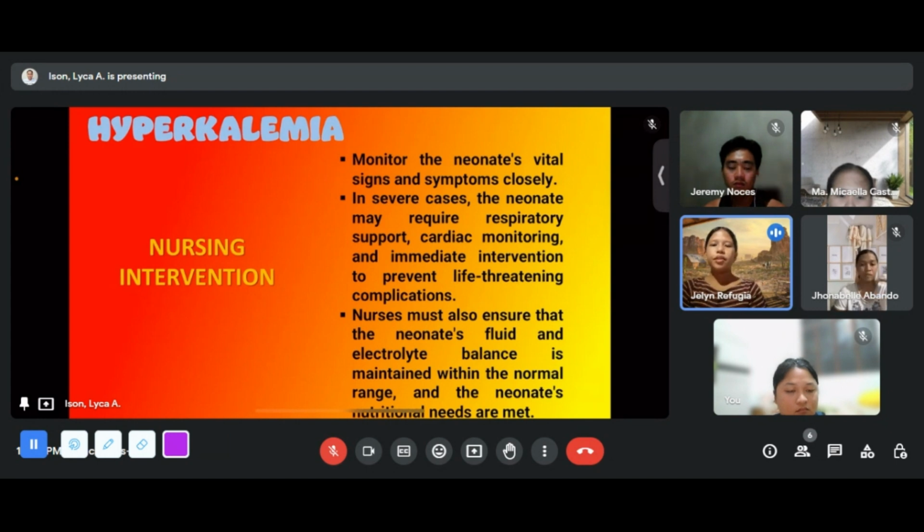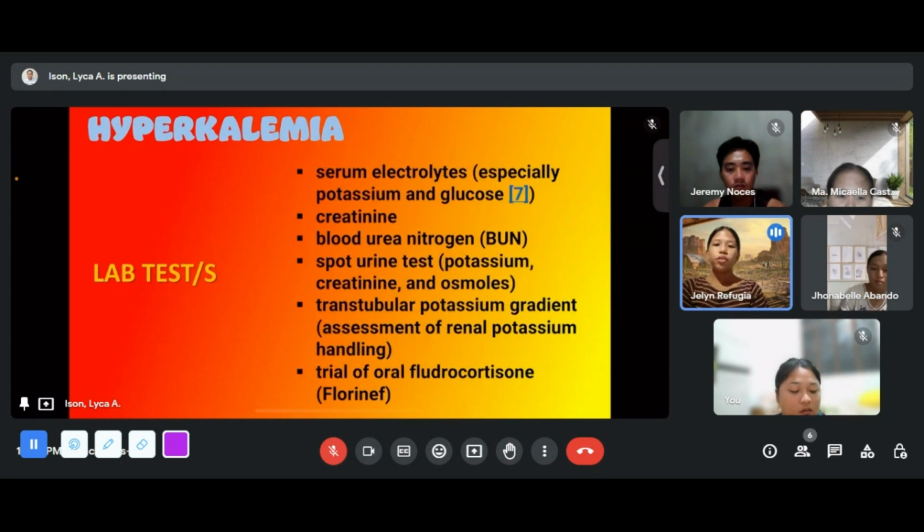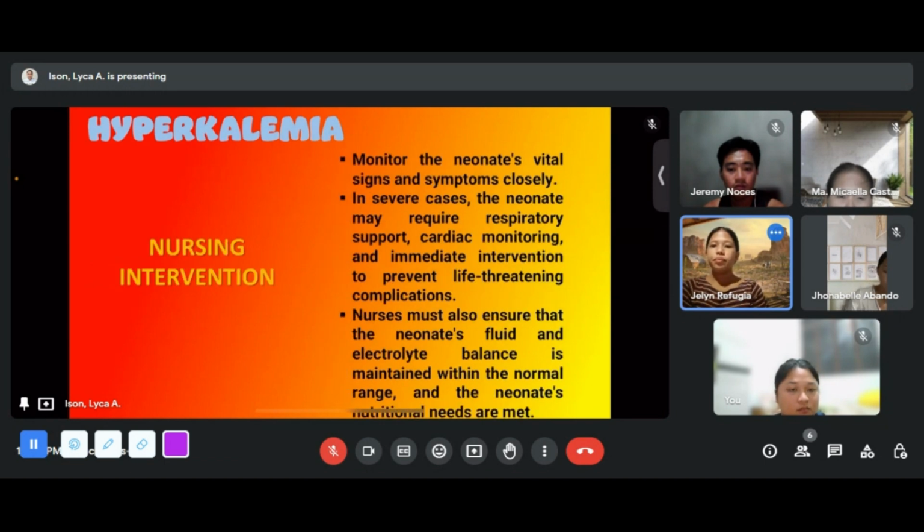So for the nursing intervention, we have to monitor the neonate's vital signs and symptoms. Pag severe na yung case, the neonates may require respiratory support, cardiac monitoring, and immediate intervention para maiwasan ang complication. So then of course, nurses must also ensure the neonate's fluid and electrolyte balance. Kailangan na-maintain within the normal range. And the neonate's nutritional needs are met. So next slide.